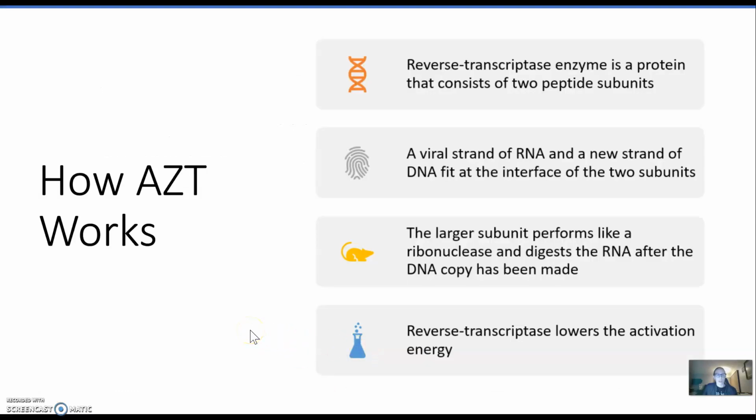How AZT works: so reverse transcriptase enzyme is a protein that consists of 2 peptide subunits. A viral strand of RNA and a new strand of DNA sits at the interface of those 2 subunits. The larger subunit performs like a ribonuclease and digests the RNA after the DNA copy has been made. Reverse transcriptase lowers the activation energy.